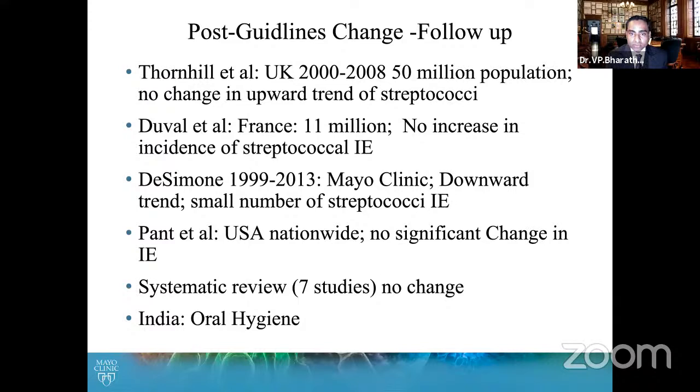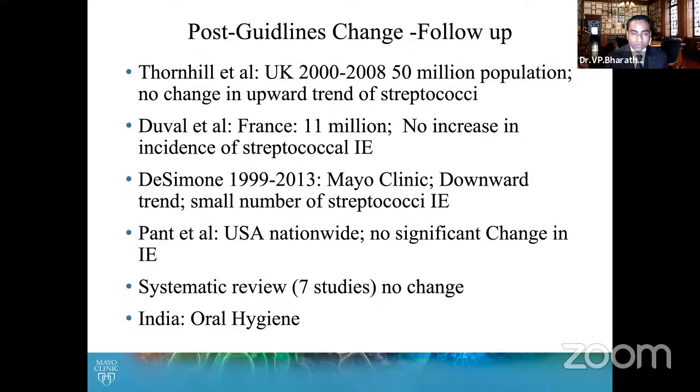And as you can imagine, the oral antibiotic prophylaxis is mainly for preventing endocarditis through oral streptococci. It won't prevent MRSA, it won't prevent Staph aureus. And because of the changing trend in endocarditis, infective endocarditis due to streptococci has gone down.